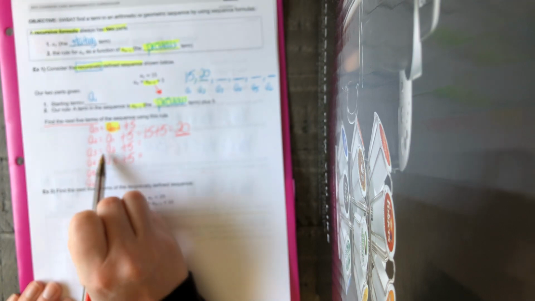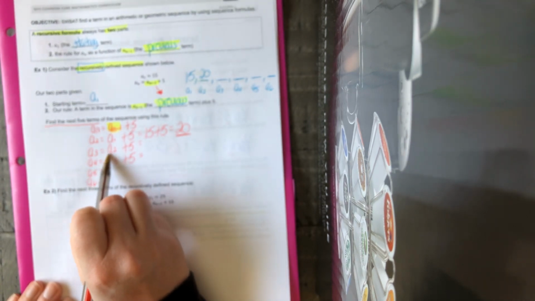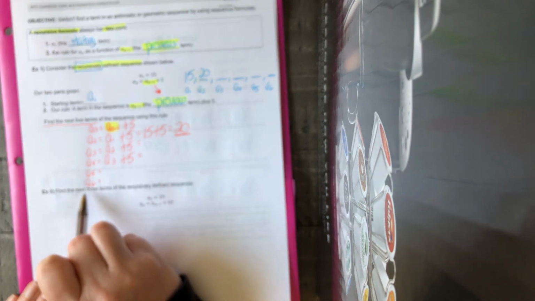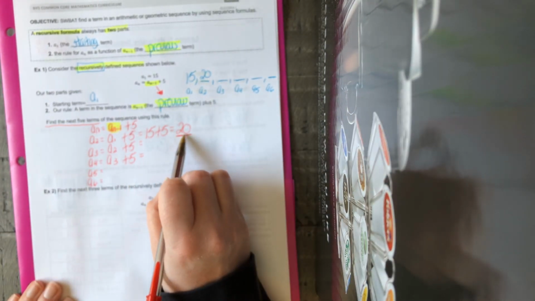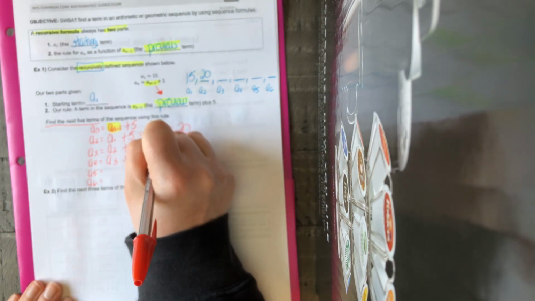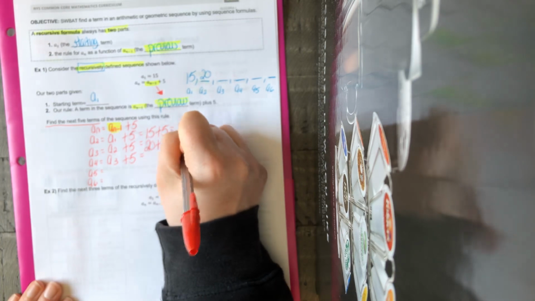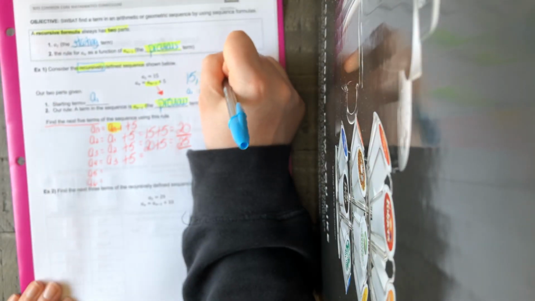Now I'm going to keep going. How do I get my third term? Well, I have to use the second answer, my second term, and add 5 to it. Well, my second answer was 20. It's also right here. So I'm going to take my last answer, which is 20, and add 5. 20 plus 5 is 25. So I know my third term is 25.